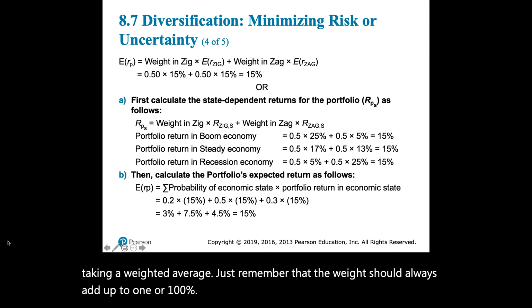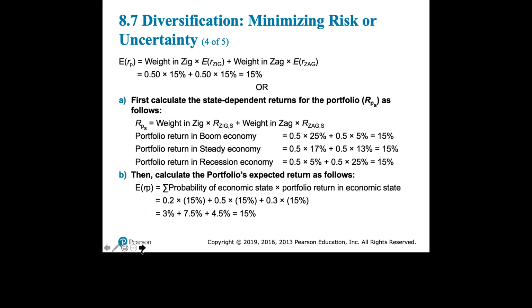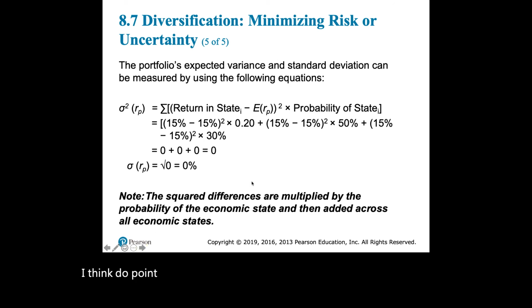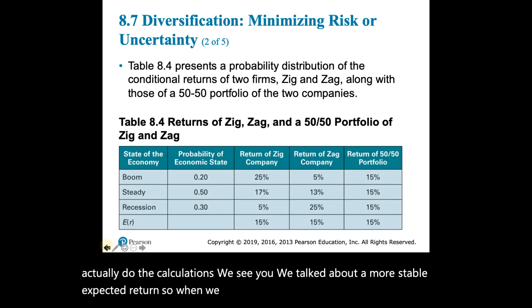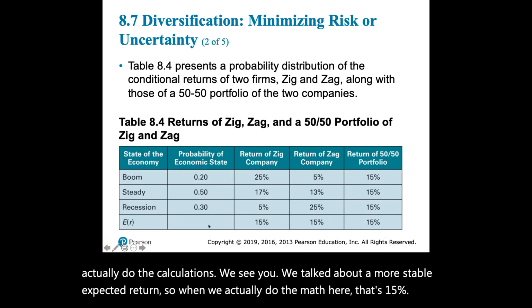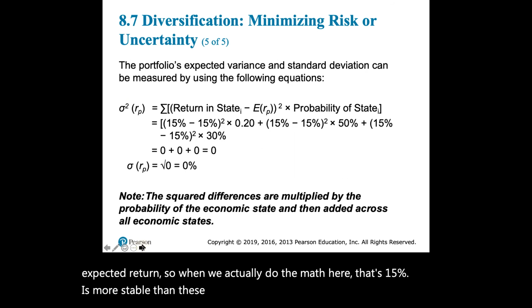Now, one thing to point out, just in terms of the theory, is to remember when we actually do the calculations, we talked about a more stable expected return. So when we actually do the math here, that 15% is more stable than these 15% because our standard deviation is actually 0. So again, that's how we minimize risk. We want to reduce the standard deviation to as low as we can.